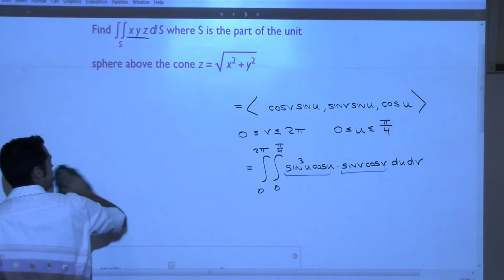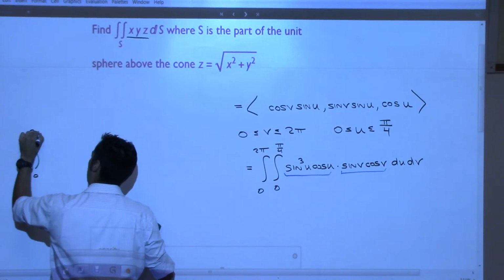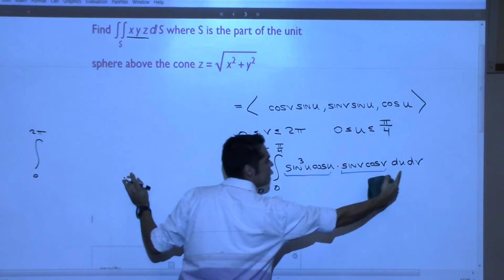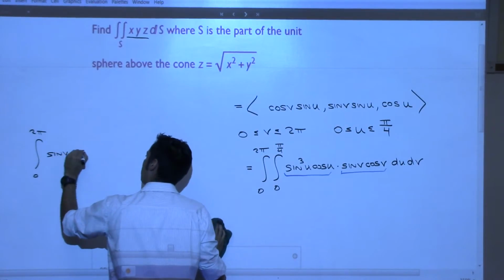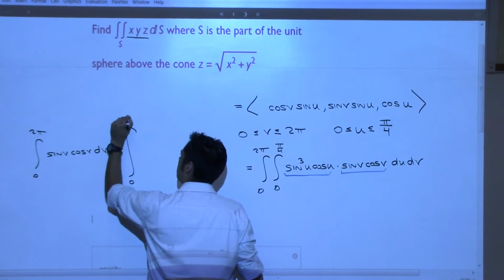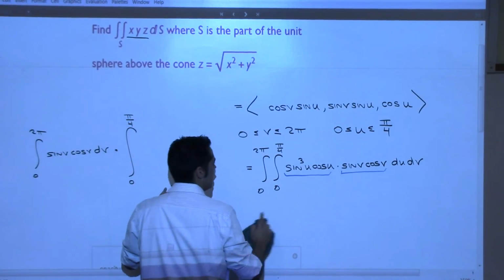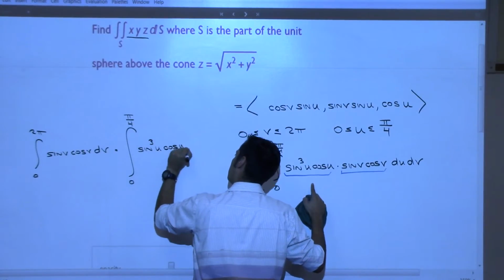We're going to be like, okay, I know this is just 0 to 2 pi. Let's see. That's my v's, right? So let me get all my v's in one integral. Sine v cosine v dv times, not plus, right? Integral 0 to pi over 4, and then all my u's. Sine cubed u cosine u du.